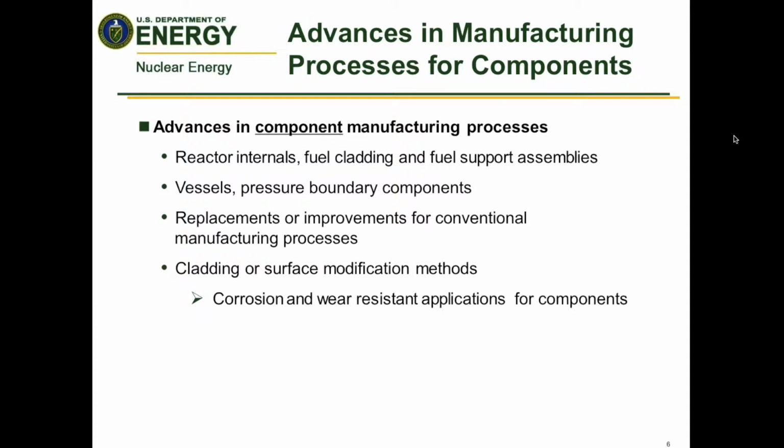Under the advances in manufacture processes, we're looking for advances in component manufacture processes on the product side for reactor internals, fuel cladding, and fuel support assemblies. Also vessels, pressure boundary components. So that's on the product side. Some examples for processes, we're looking for advances in replacement improvements for conventional manufacturing processes, for example, 3D printing, looking at different methods, cladding or surface modifications such as corrosion and wear-resistant applications for components.